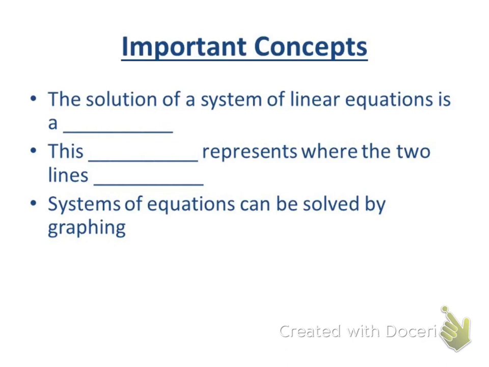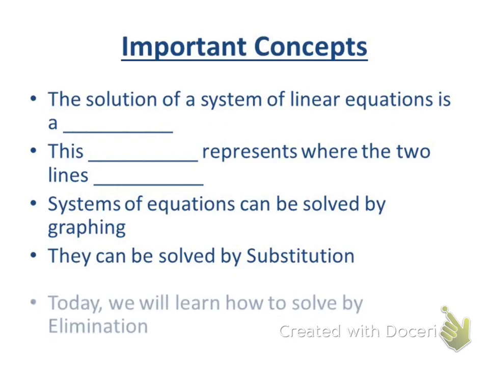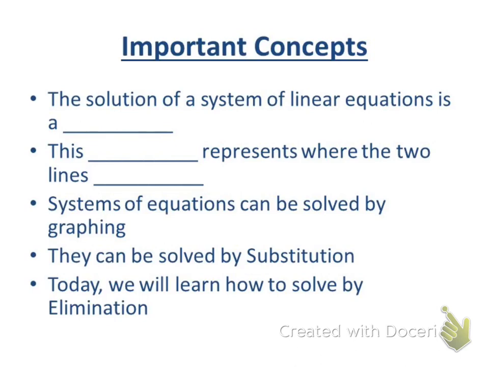Now, we also solved systems of equations by substitution. Substitution is where you solve one of the equations for one of the variables, substitute that expression into the other equation, and then solve for the variable and substitute it back in to solve for the other variable. So substitution is part of every method except for graphing. Substitution is an important concept. And then today we will learn how to solve systems of equations by elimination.